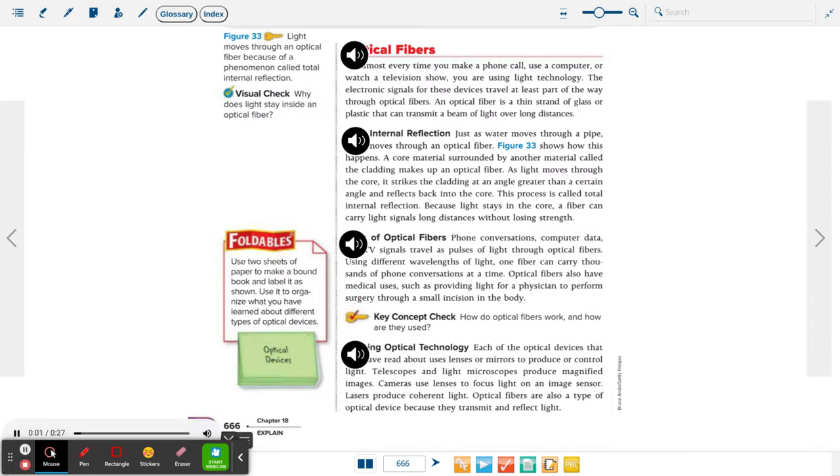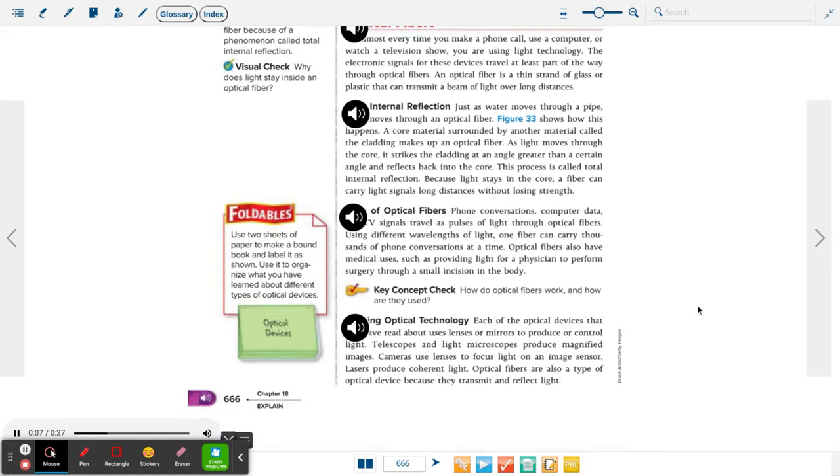Relating optical technology. Each of the optical devices that you have read about uses lenses or mirrors to produce or control light. Telescopes and light microscopes produce magnified images. Cameras use lenses to focus light on an image sensor. Lasers produce coherent light. Optical fibers are also a type of optical device because they transmit and reflect light.